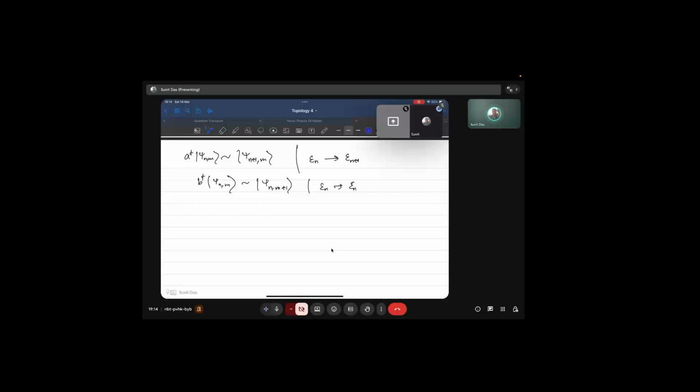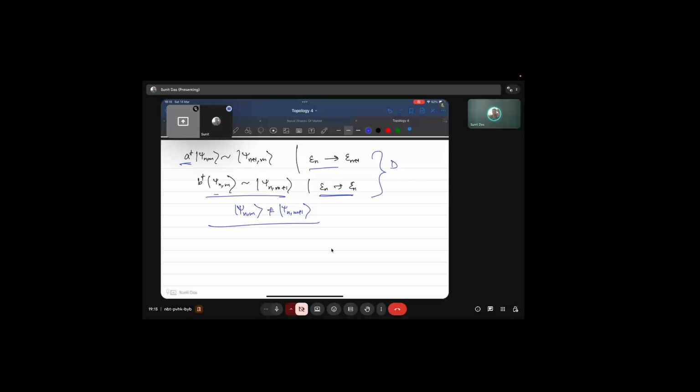You see that then the degeneracy is clear. One operator is raising the energy, and another operator is not raising the energy. It is in the same energy, but it is a different wave function. So psi n m is not equal to psi n m plus 1. This clearly shows the degeneracy structure. There are multiple wave functions, corresponding to different m, with the same energy. So this clearly shows the degeneracy.